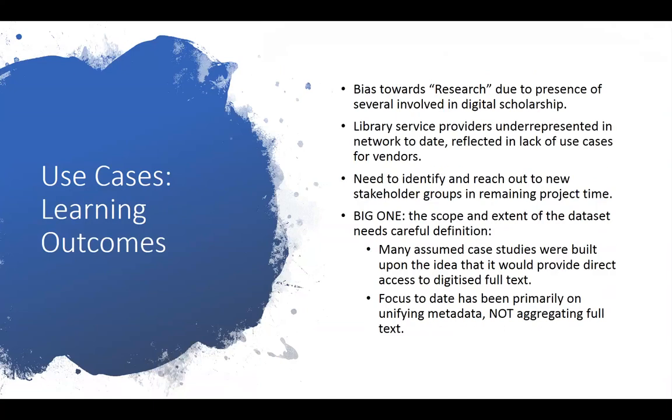We found there was that bias towards research due to the presence of people involved in digital scholarship. We also found that library service providers were underrepresented. So what we followed up with, in our thinking, is that we need to identify and reach out to new stakeholder groups while the network's still ongoing, to bulk up the sense of what this might do for other sectors. The big one is that the scope and extent of that data set needs careful definition. This again came out of the use cases.